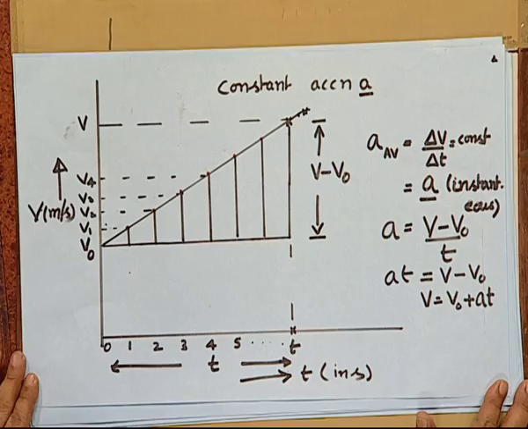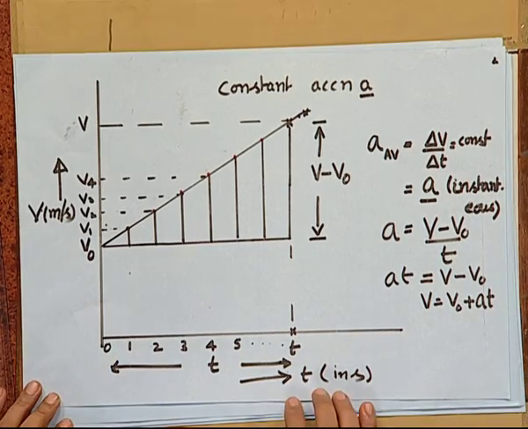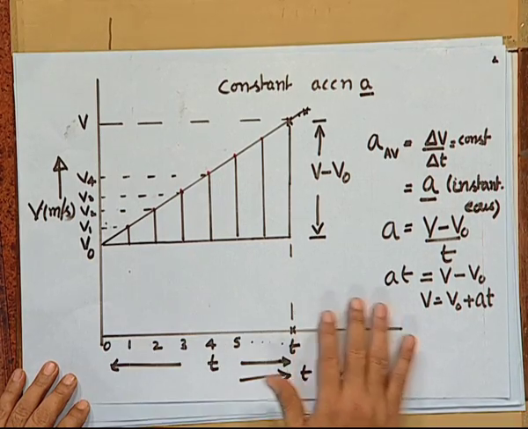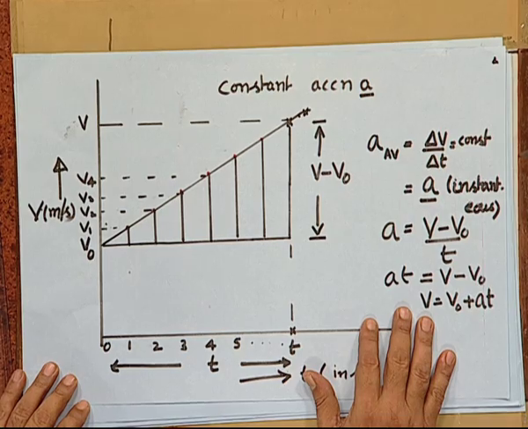I am Prabhakar. Today we will discuss the motion of an object in a straight path when it is having constant acceleration. Let us look at this graph which is there in front of us. Velocity has been plotted against time. Velocity is varying constantly with time.